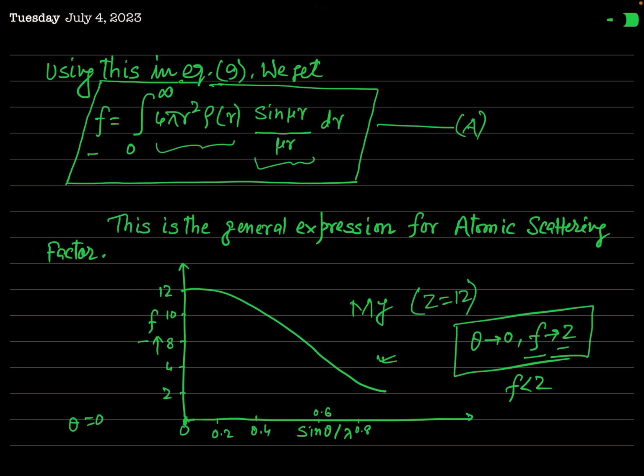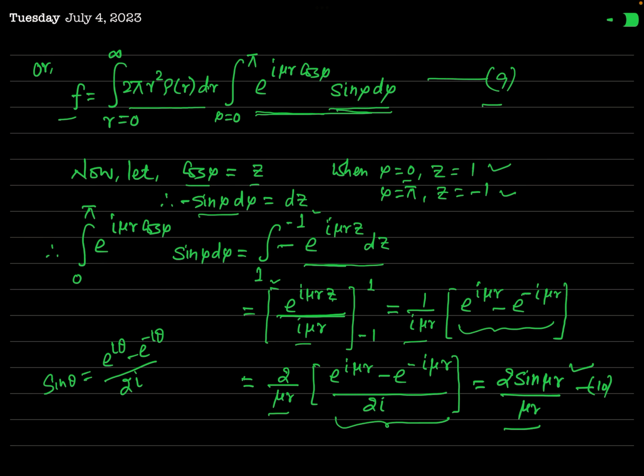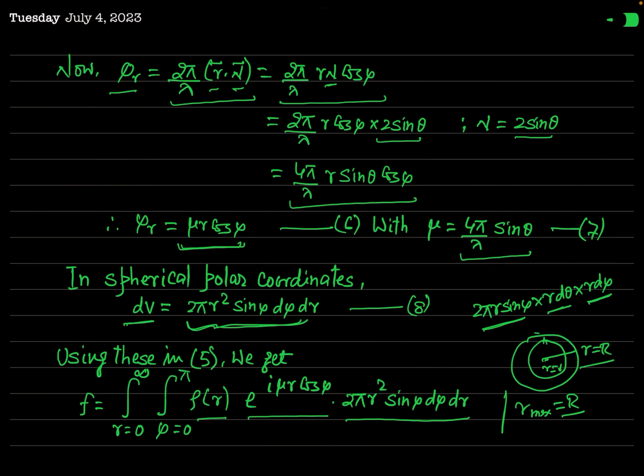Actually, this is also evident from this equation too. How can you say? See it here. When this theta tends to 0, then see what will be this mu. We have written this mu instead of what? 4 pi by lambda sine theta. When theta tends to 0, sine theta will be 0, and if sine theta is 0, mu will be 0.